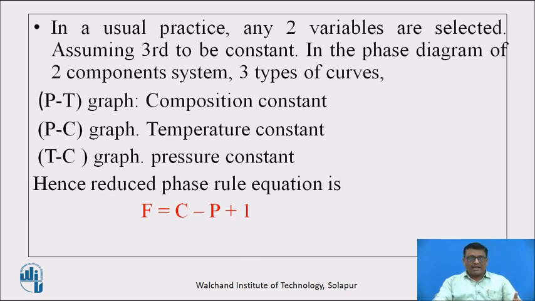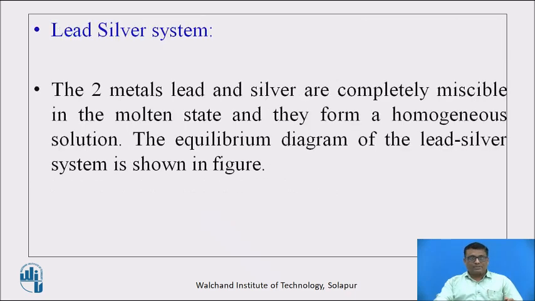In a phase rule diagram for a two component system, three types of curves are expected. For example, pressure and temperature graph by considering composition constant. Second, pressure and composition graph by considering temperature as a constant. And the third variety, temperature and composition graph, where pressure is assumed to be a constant. Hence, the reduced phase rule equation becomes F is equal to C minus P plus 1 instead of plus 2. Plus 2 is applicable for one component system and plus 1 is applicable for two component system.